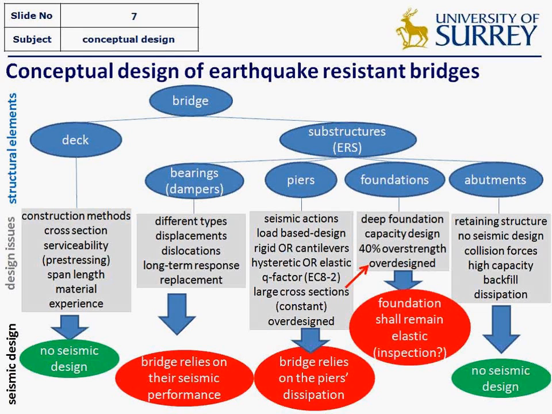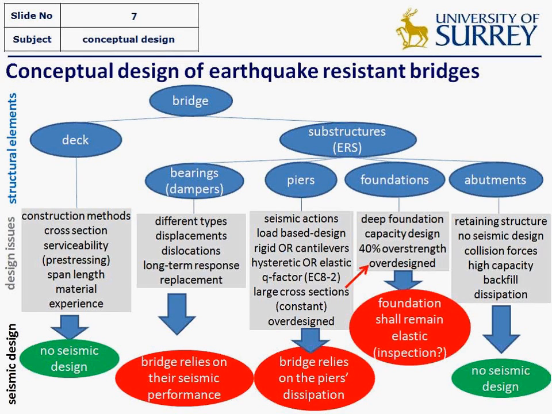You can see the structural elements of the bridge, the deck and the substructures. The substructures consist of bearings, piers, foundations, and abutments. I have divided this slide into three specific parts. The first part is the structural elements. The second part, with the gray zones, are the design issues. And the third part is the seismic design considerations, I would say.